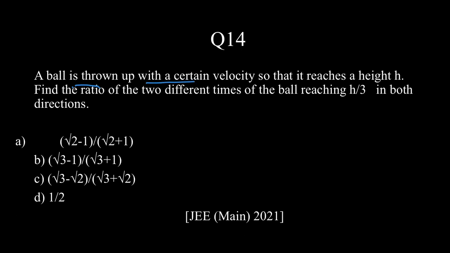A ball is thrown up with a certain velocity so that it reaches a height h. Find the ratio of the two different times of the ball reaching h by 3 in both directions.